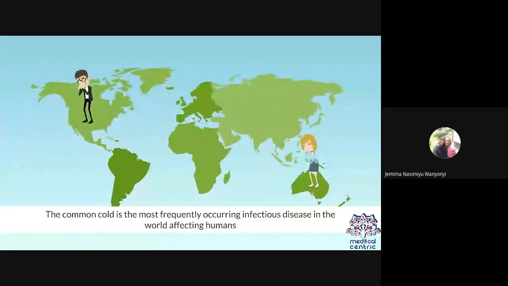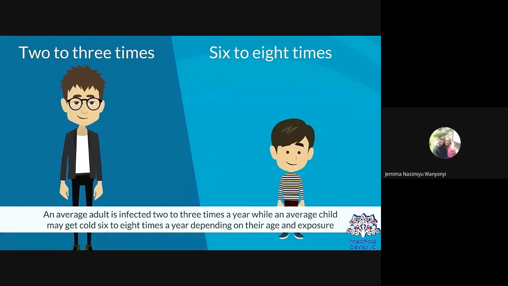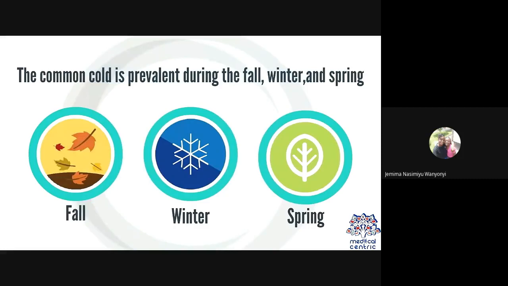The common cold is the most frequently occurring infectious disease in the world affecting humans. An average adult is infected 2 to 3 times a year, while an average child may get a cold 6 to 8 times a year, depending on their age and exposure. The common cold is prevalent during the fall, winter, and spring.